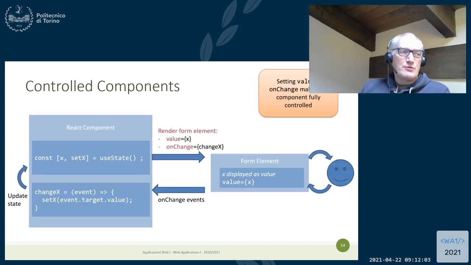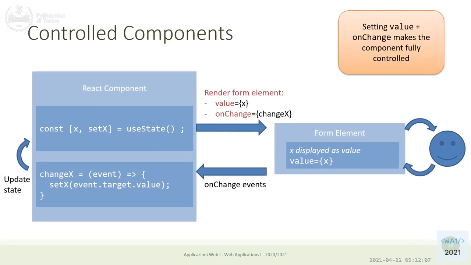So what does it mean to have a control component? I try to explain that in this picture. So imagine we have a form element. Imagine your input element, which has, of course, the attribute value as every input element. And we have a state X in our React component that we want to connect to the value of that component.